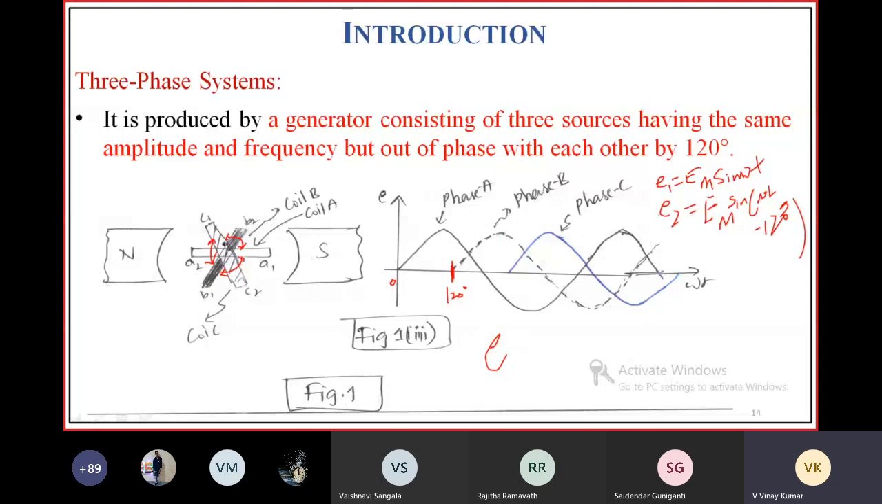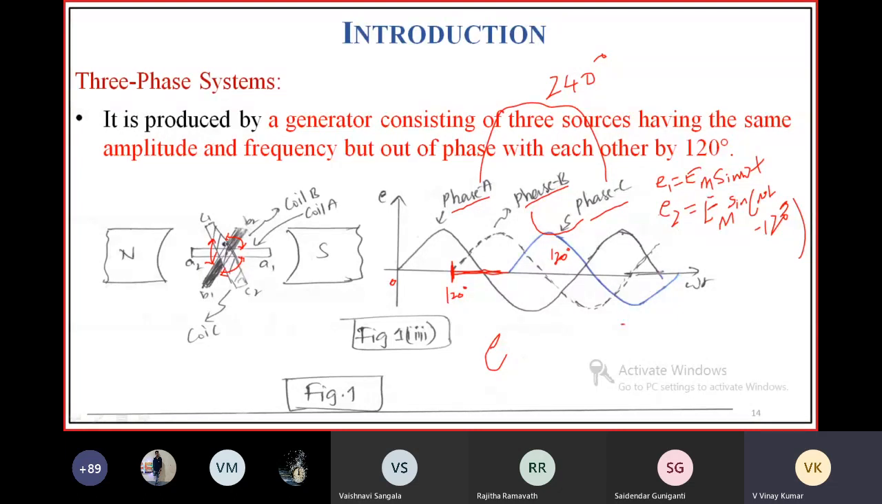Coming to the voltage produced by phase C. The voltage produced by phase C lags the voltage produced by phase B by an angle of 120 degrees. The phase difference between these two would be 120 degrees. Otherwise, we can also say the voltage produced by phase C lags phase A by an angle of 240 degrees.